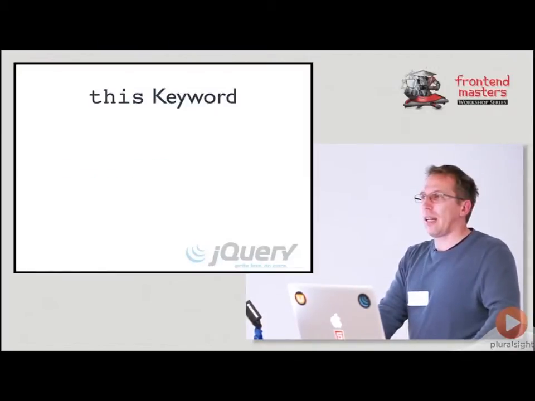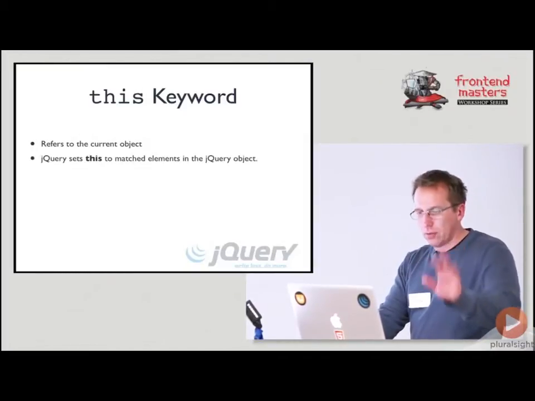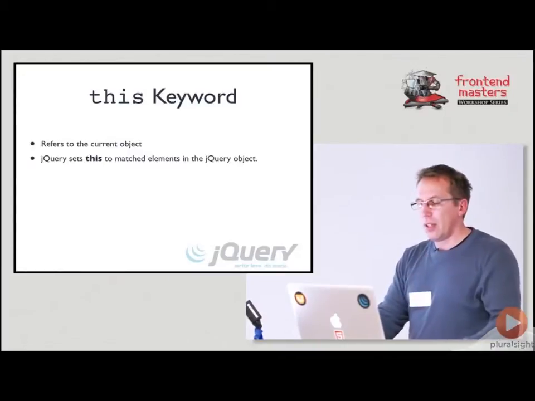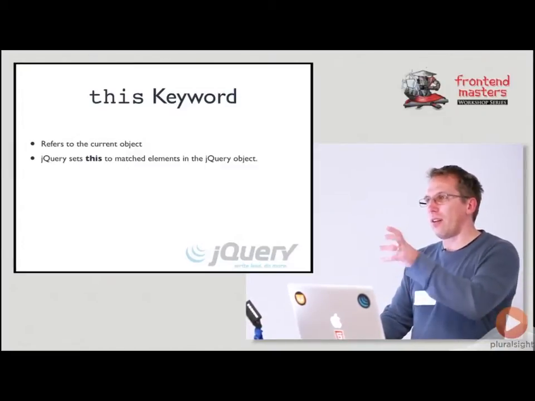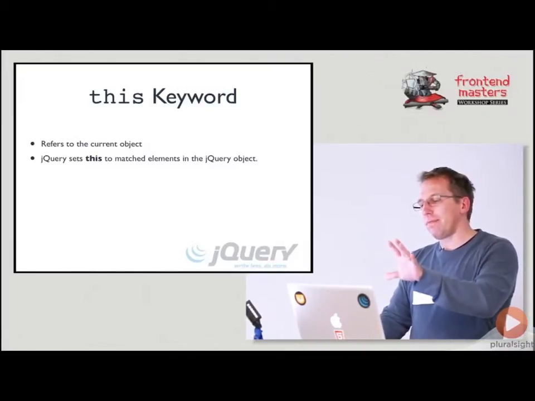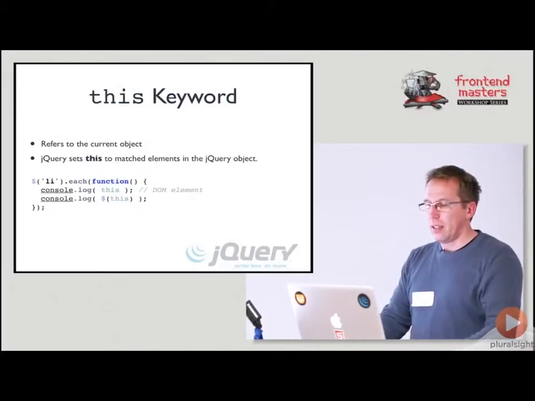All right. Now we're getting to the this keyword. Okay. If you're creating an object literal, it refers to that current object. If you have a constructor function, which we won't get into now, it refers to the instance of that function. So jQuery, you can also set this by using a couple JavaScript methods called call and apply, and that's what jQuery does.